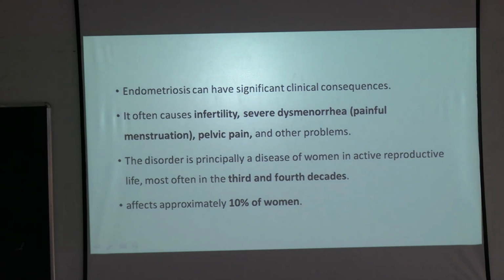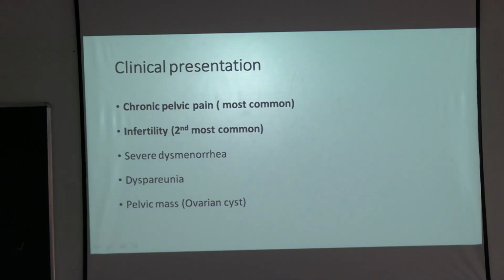Clinical presentation: chronic pelvic pain. It is the most common. Then second most common, infertility. Then severe dyspareunia, pelvic mass. Pelvic mass due to ovarian cyst.